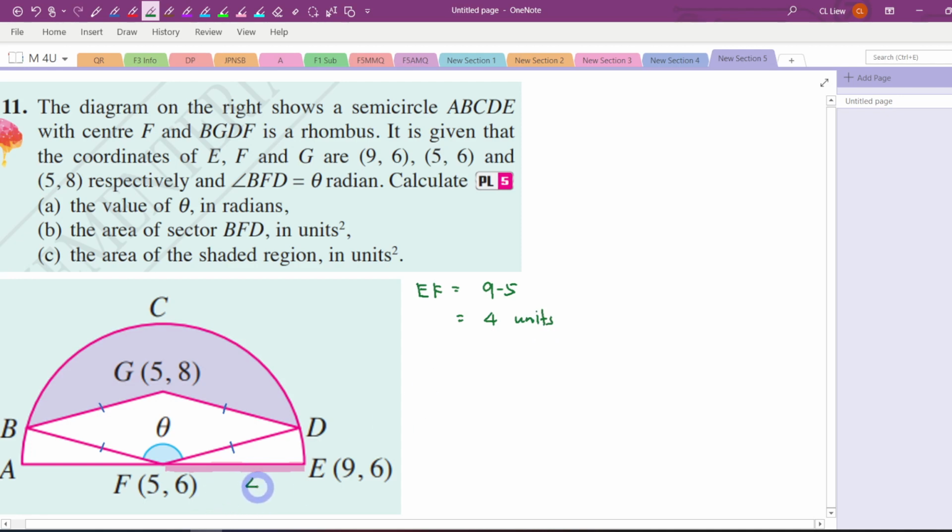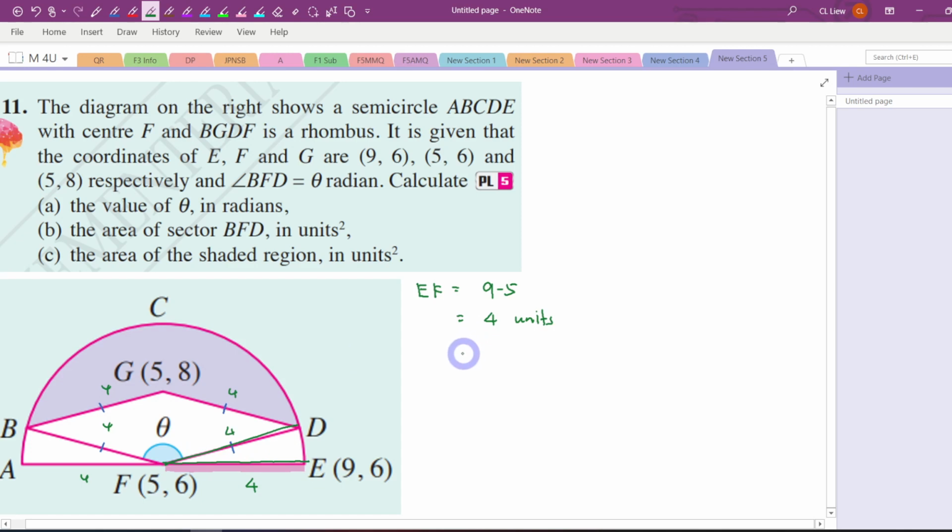units. So this is 4. If this is 4, here will be 4 as well. All here will be 4. Right? How do I know here also 4? Because this is the radius of the circle, right? This is the radius of the semicircle. Here also the radius of the semicircle. If this is 4, here will be 4 as well.